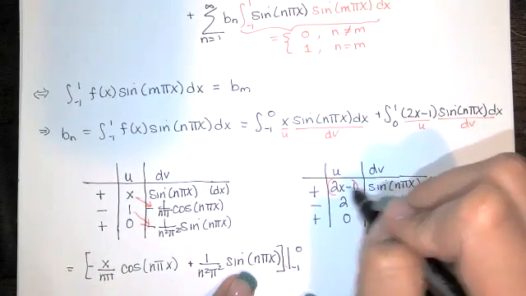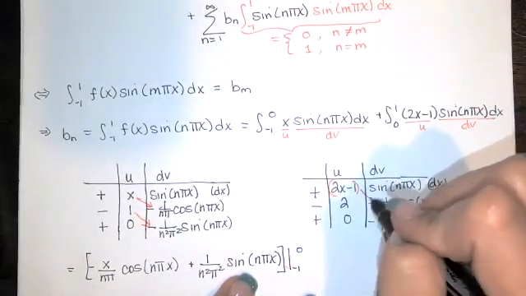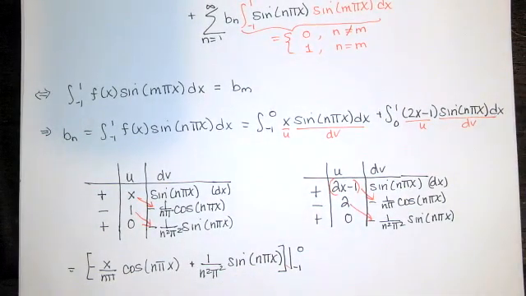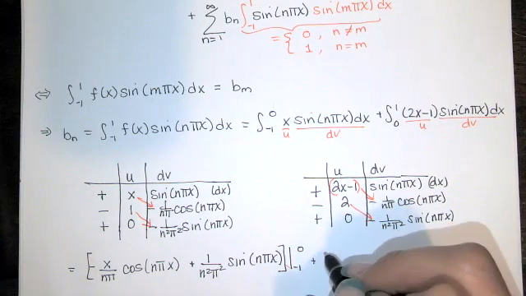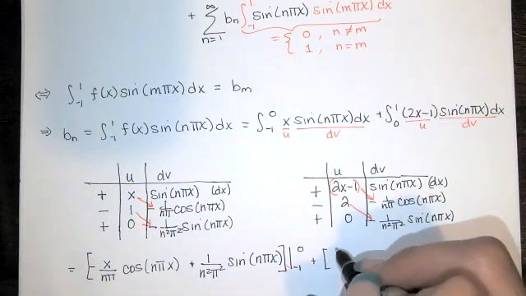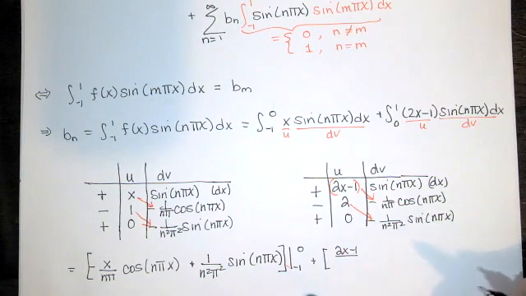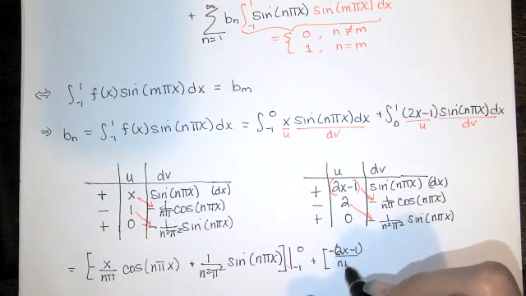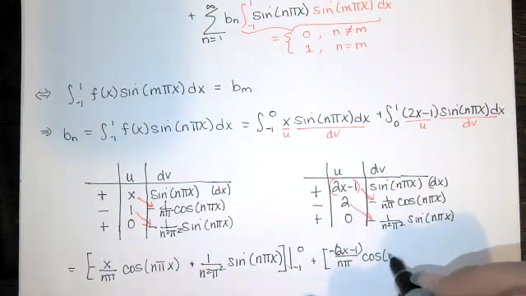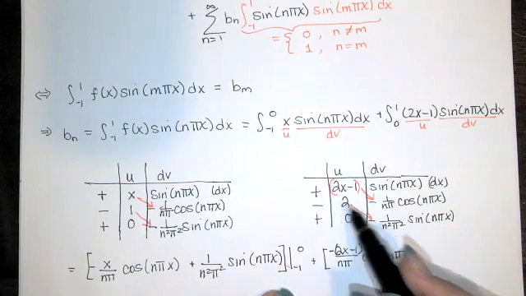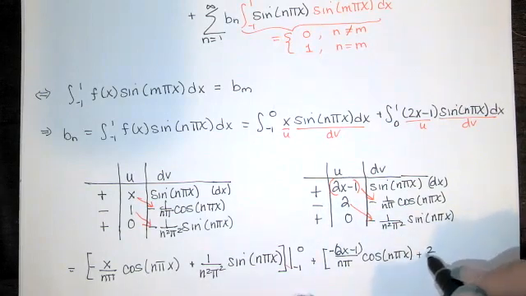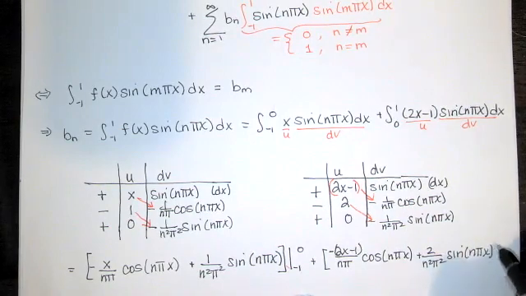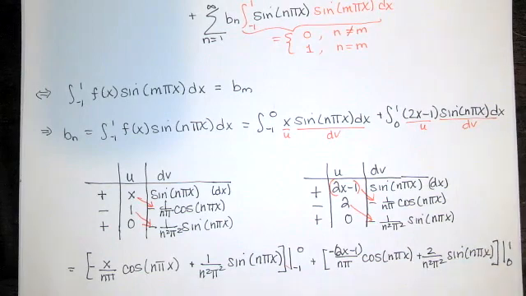And then when you have multiple terms, don't forget your parentheses. We've got that times that plus this times -1. That's an antiderivative. We won't worry about the plus c because we're dealing with a definite integral. So we've got a 2x minus 1 over here. And then this time we have a negative in front of that 2x minus 1 divided by n pi times cosine of n pi x. And then this times this is a negative times a negative, so that's going to be a positive 2 over n squared pi squared sine of n pi x. Evaluated again from 0 to 1.